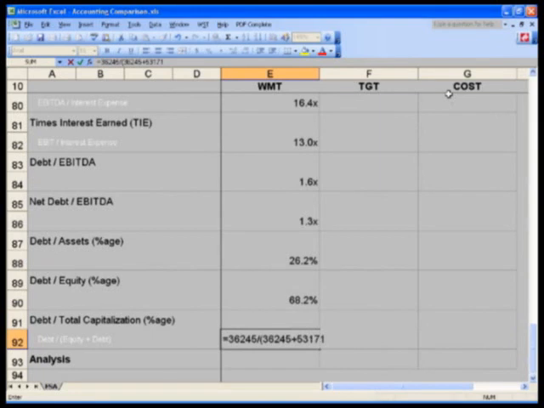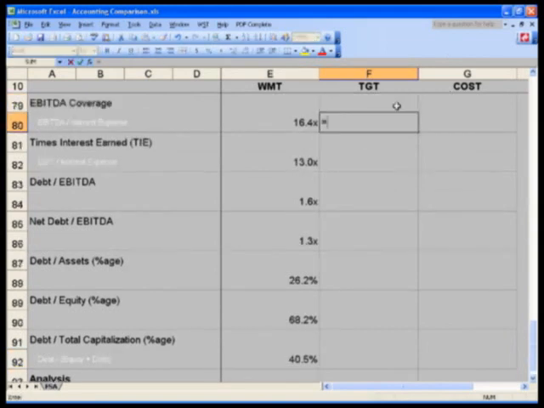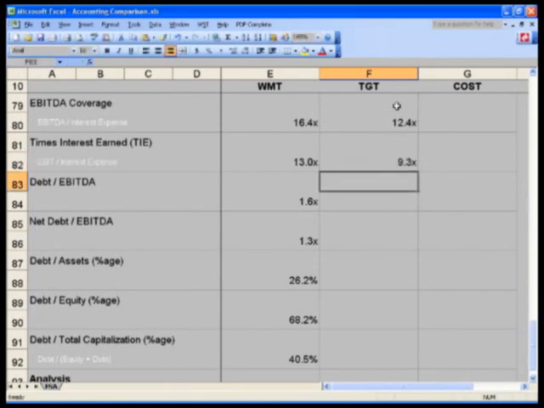Our debt to equity ratio underneath will be equal 36,245 divided by 53,171. We'll take that in percentage format, 68.2%. Total debt to total capitalization, a little bit trickier, equals 36,245 divided by our equity and debt base of 36,245 of total debt plus 53,171. And that will get us our 40.5% of our debt to total cap percentage.